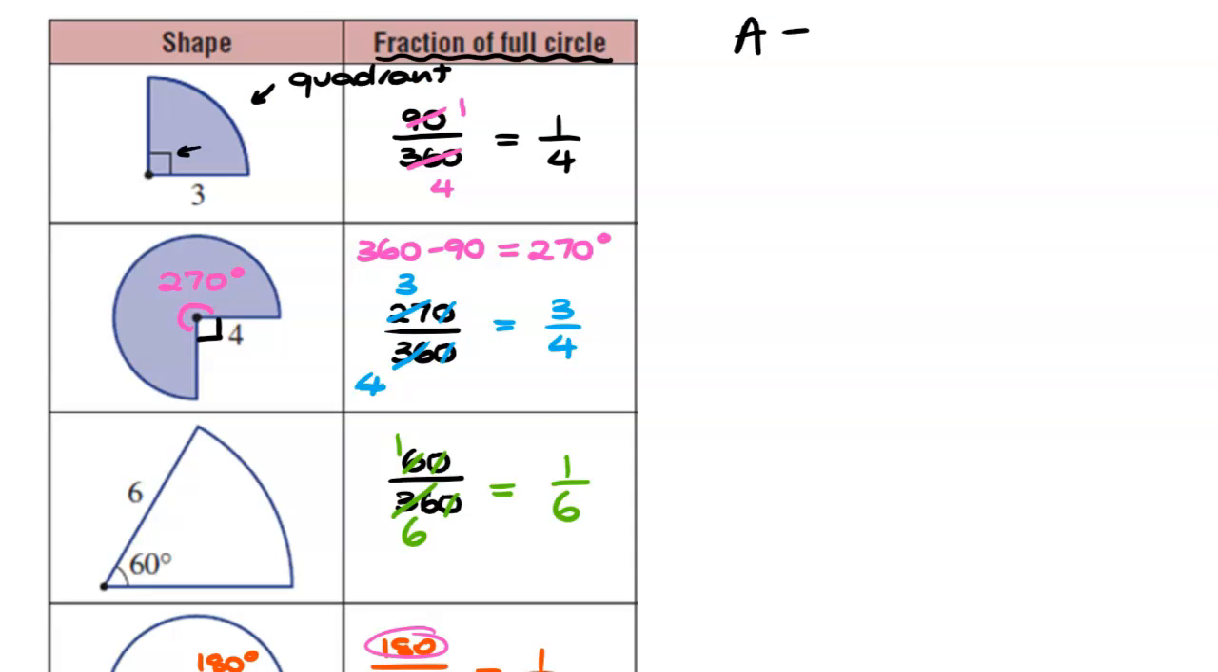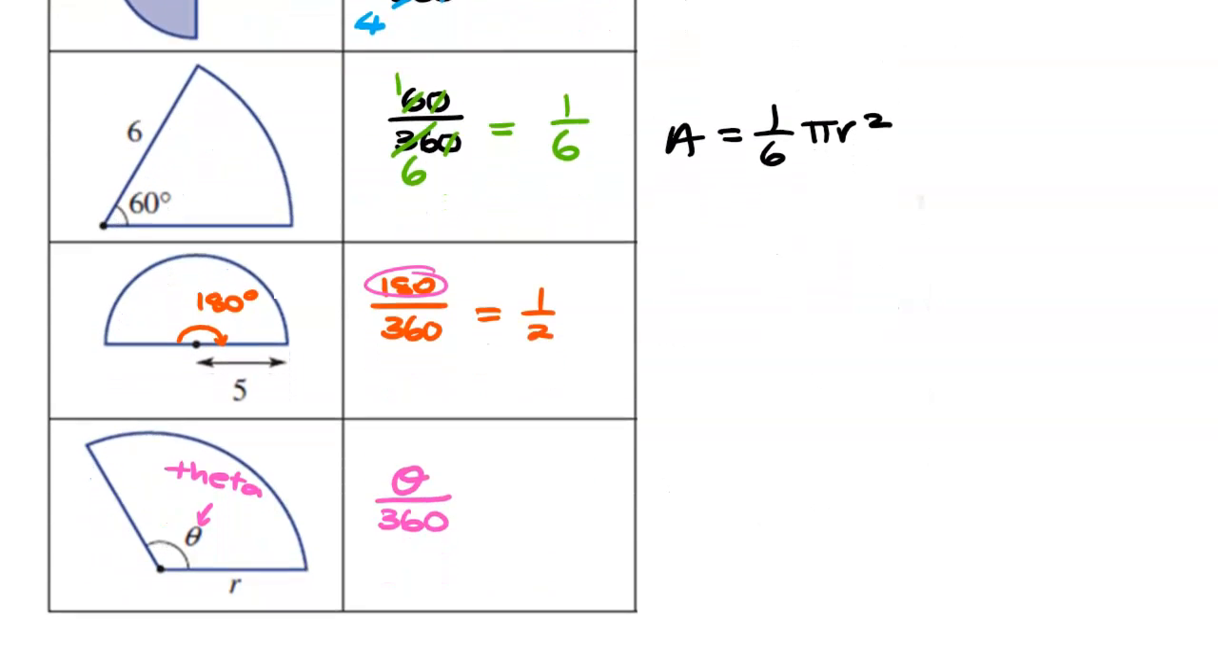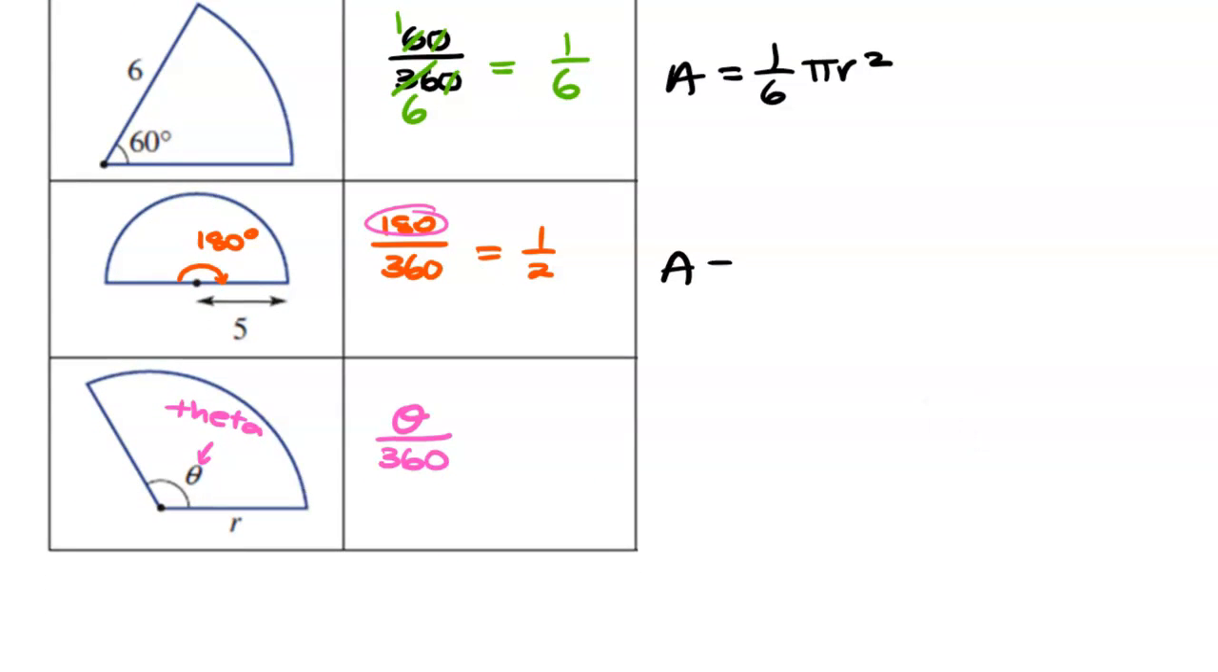To find these areas, what do you think we would do? It's going to be the area equals the fraction of the circle times the total area of the circle, which would be pi r squared. So for a quadrant, area would be a quarter times pi r squared. For this one, area would be 3/4 pi r squared. For this one, area would be 1/6 times pi r squared. Semicircle, I reckon we can do that one easily. Area equals a half times pi r squared, because remember, multiplying by a half is just the same as dividing by 2.